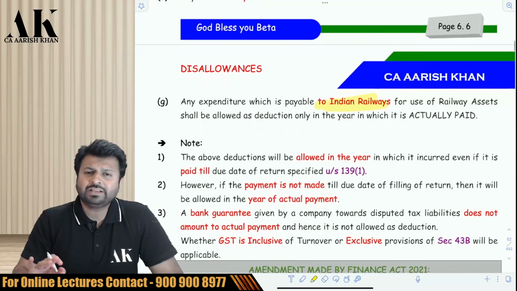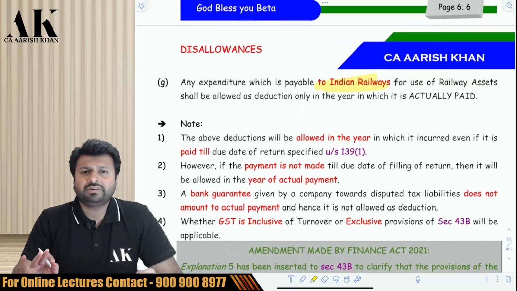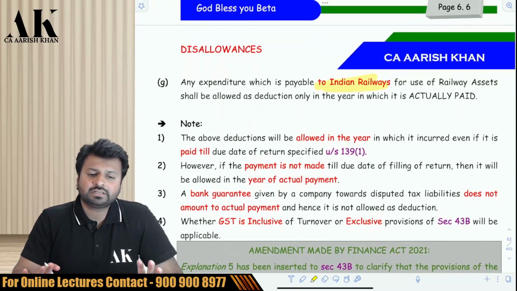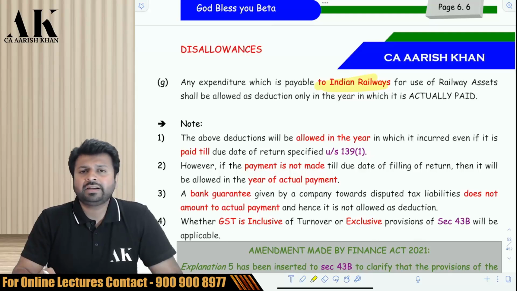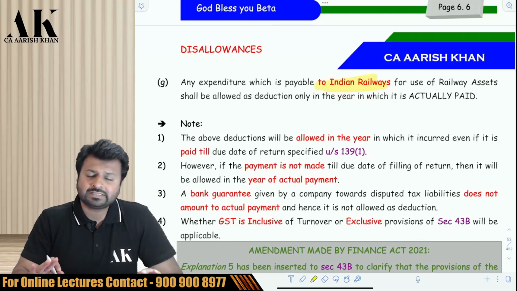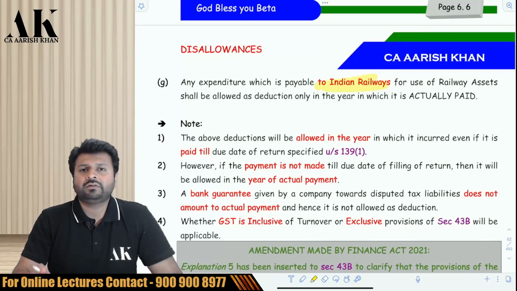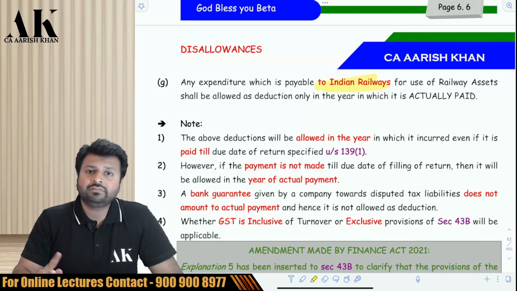By when should I make the payment? You can make the payment till the due date of filing of return under section 139(1). It's allowed. Is it a temporary or a permanent disallowance? It is again a temporary disallowance. If you do not make the payment in the current year, the expenditure will be disallowed in the current year, but it will be allowed as a deduction in the subsequent year, that is, the year in which you make the payment.